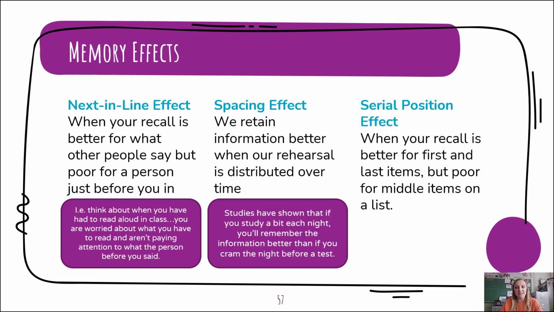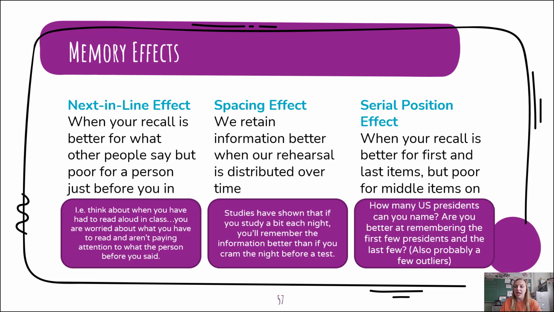Finally, the serial positioning effect. The serial positioning effect is when your recall is better for the first and last items of a list, but poor for the middle items. For example, how many US presidents can you name? Are you better at remembering the first few presidents and the last few? And probably a few outliers. The serial positioning effect allows you to remember those first few presidents and the last few presidents rather than those presidents in the middle.